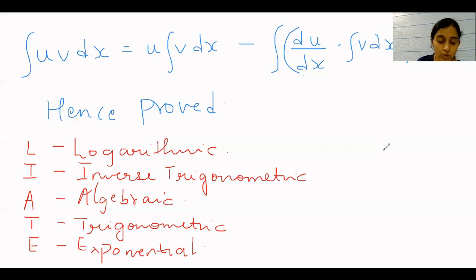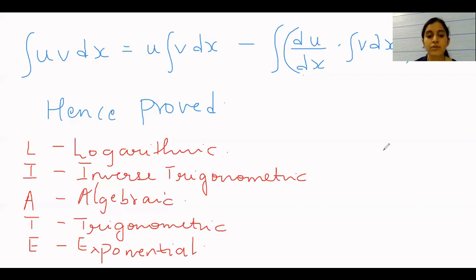Hence, we should make a proper choice of the first function and the second function. Okay, so the order in which the two functions are to be taken as the first function and the second function is according to the serial order of the word LIATE. Okay, so whenever we have this combination of functions, what do we take as the first function and what do we take as the second function is the order in this word here, LIATE. So first logarithmic, then inverse trigonometric, then algebraic, trigonometric, and then exponential.